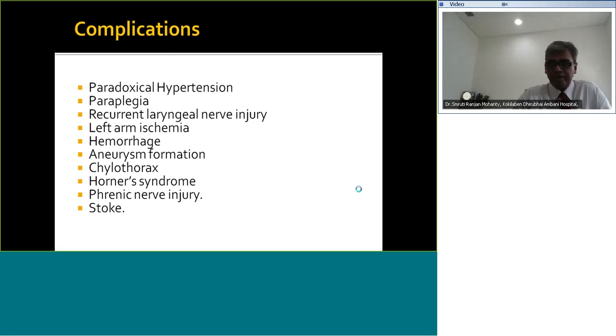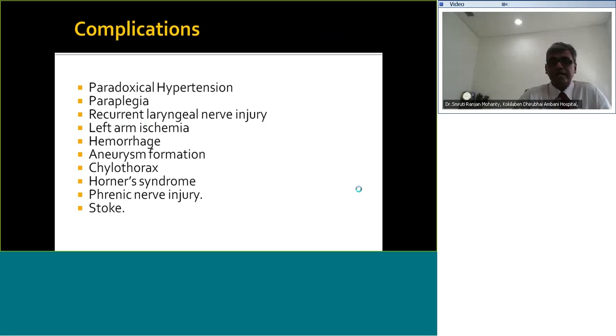Now these are the different varieties of surgery that are available for coarctation of aorta repair. Now what are the complications? You can land up in paradoxical hypertension. When you started off with hypertension and you have done a coarctation repair, there is still hypertension.